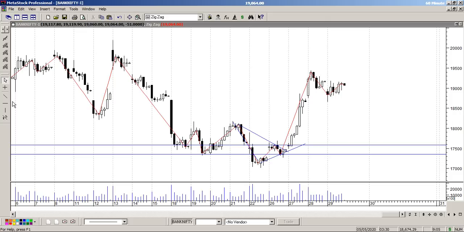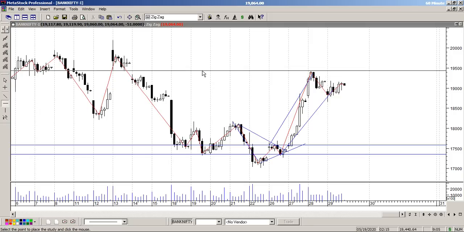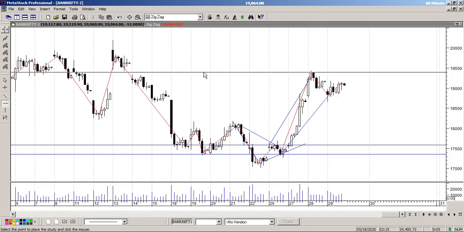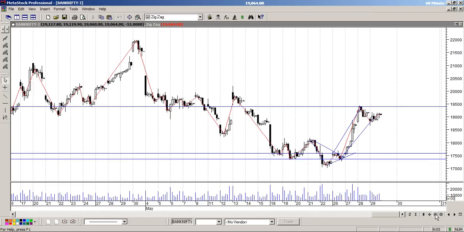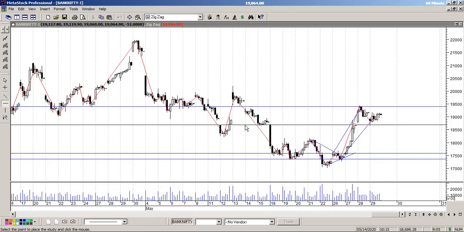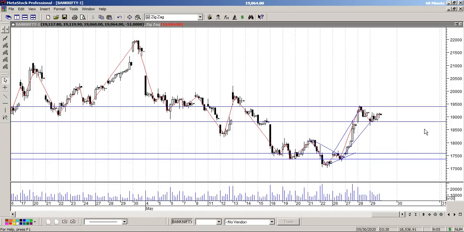Now, as of now, on Bank Nifty also on hourly charts, higher highs, higher lows and higher highs. So this structure is also positive. So Bank Nifty also, if it crosses this by closing on an hourly basis, which is something like 19,400, you can expect a run up to the upside. Right? If you buy above 19,400 on hourly charts, your stop loss will be here, which is something like 18,800.